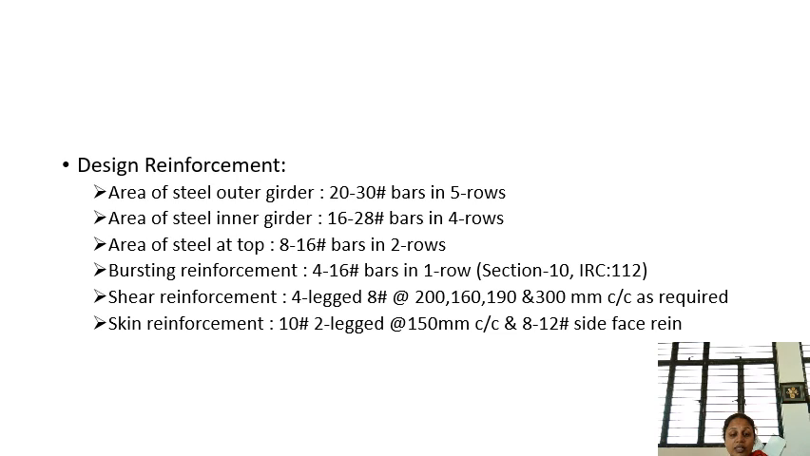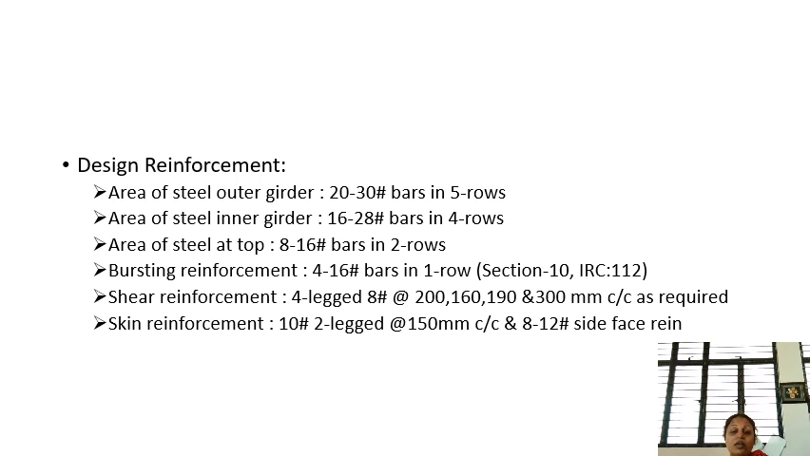So once the moment is calculated using either the working stress method or the limit state method, in our case it is the working stress method, we are going to use the appropriate sigma CBC and sigma ST and calculate the reinforcement, that is the area of the steel on the outer girder, area of the steel on the inner girder, and whatever steel has to be provided at the top, and the bursting reinforcement, the shear reinforcement and the skin reinforcement.